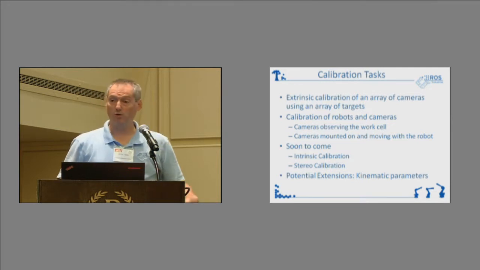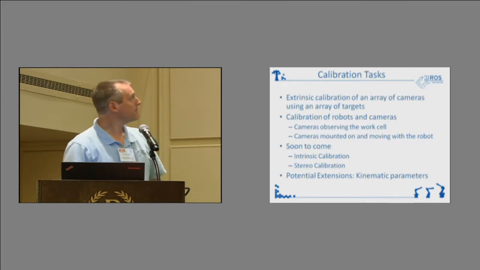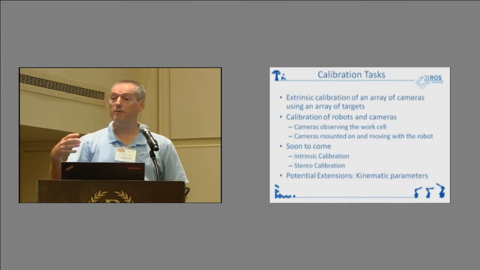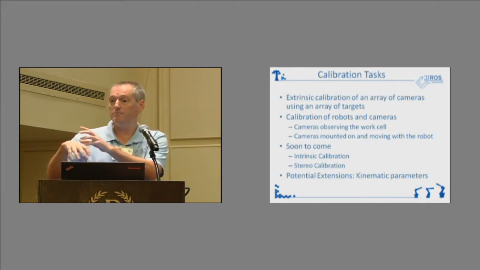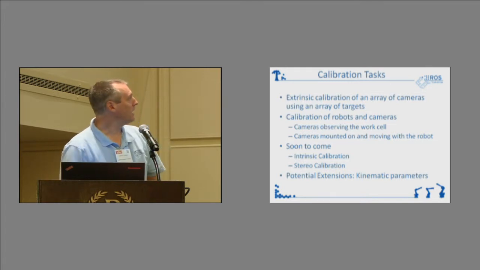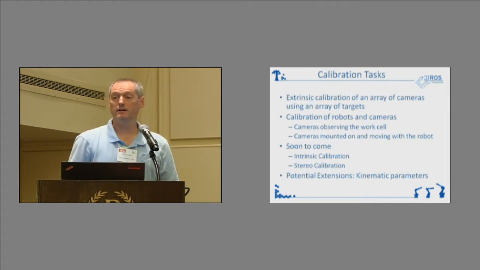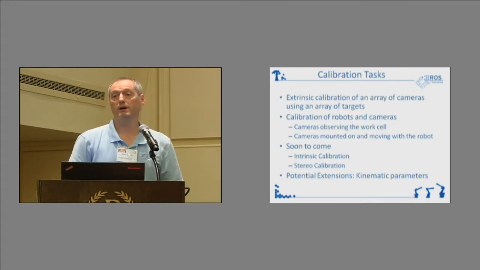We want to calibrate robots. Where is the robot relative to the cameras? We might have a camera mounted on the robot, and again, we have some kinematic model of where it is, but it's not always accurate. So we need to be able to determine that more accurately. And soon we'll have facilities that will do intrinsic calibration and stereo calibration, and ultimately we'll be able to do kinematic calibration of the robot.